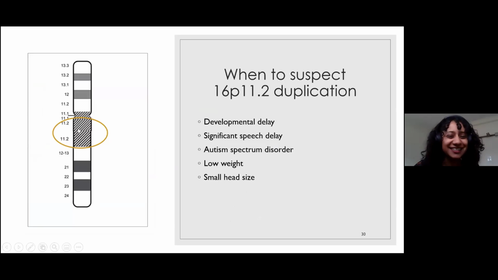So again, I did this the wrong way. I showed 16q11.2 duplication, and I apologize for that. It would be p11.2. So I think we might put these slides online. If we do, I'll make sure to fix this before we do.